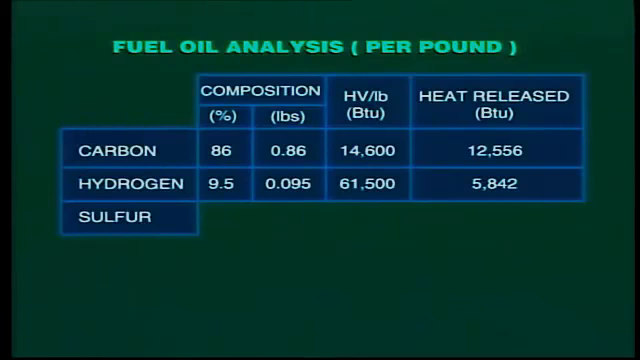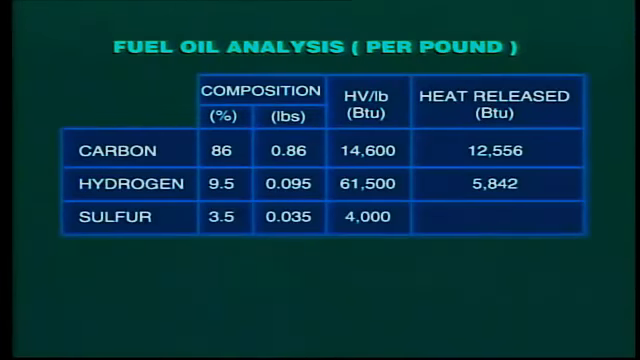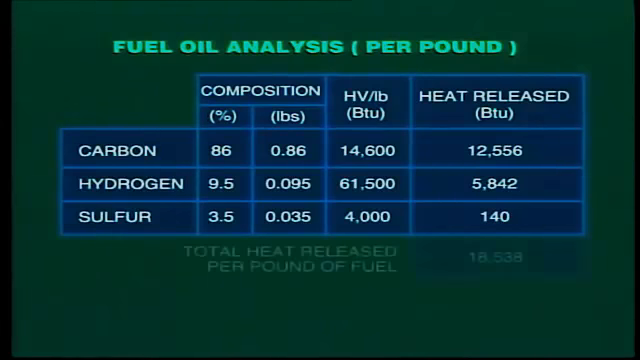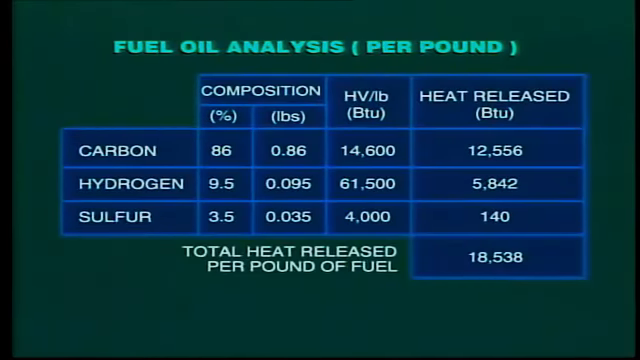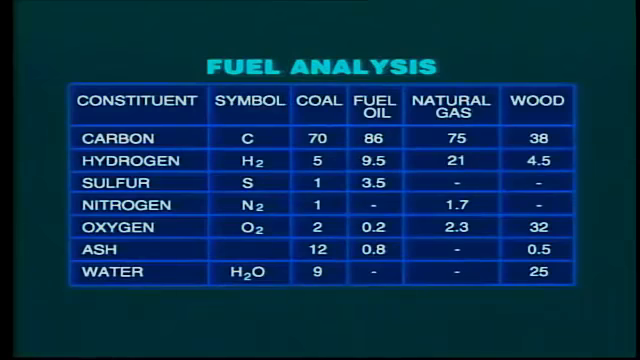The sulfur content in each pound of fuel is 0.035 pounds, and multiplying this by 4,000, we find that the heat content for sulfur is 140 BTU. Summing all of these quantities of heat for the different combustibles, we find that the total heat content of this particular fuel oil is equal to 18,538 BTU per pound.